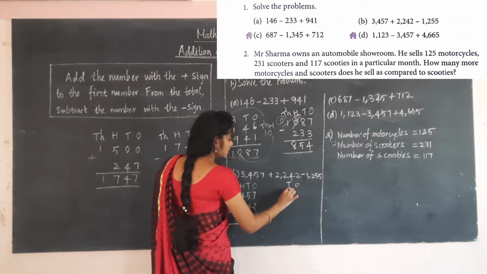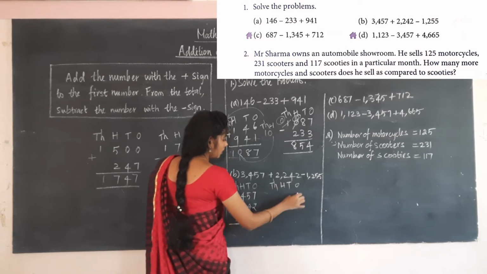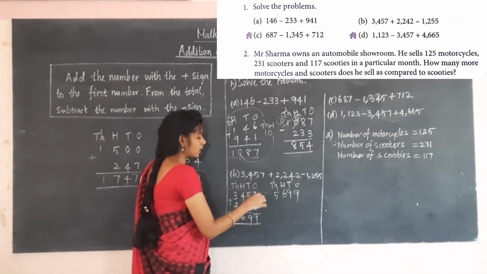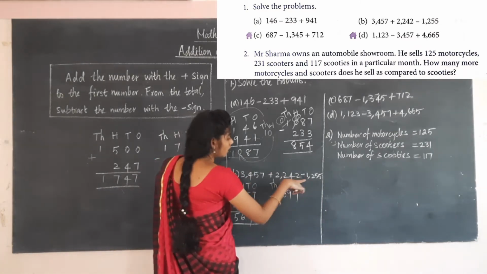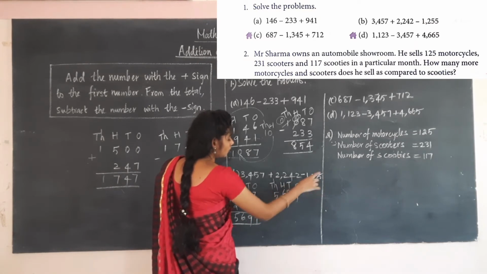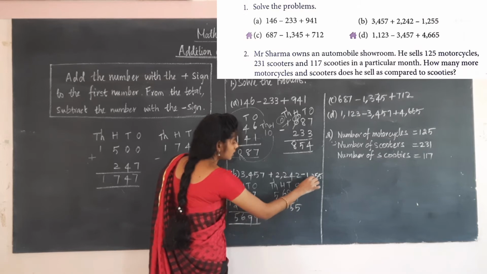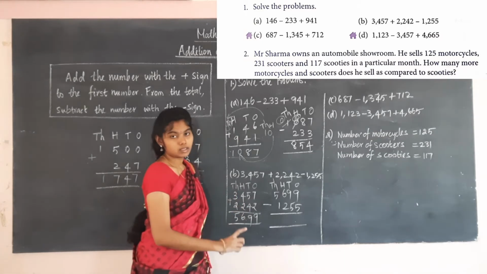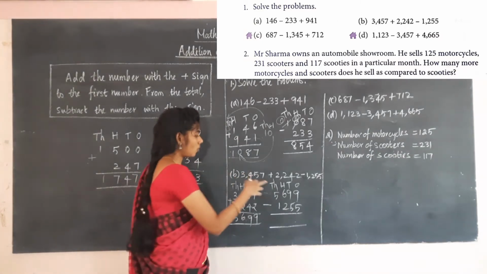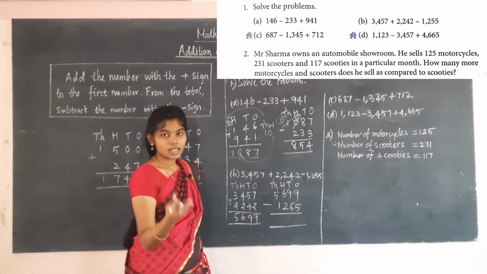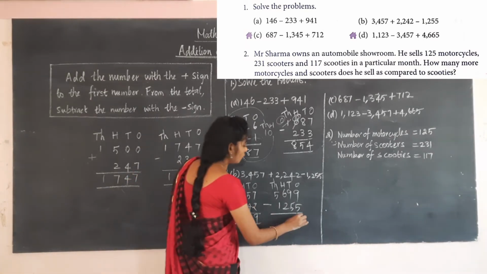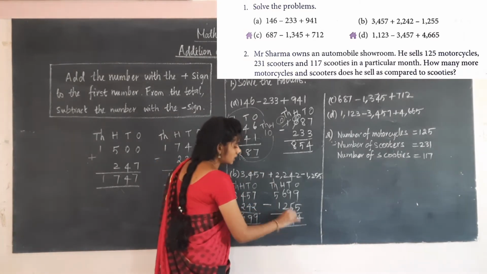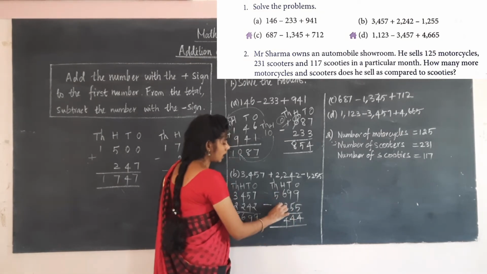So write the places and then write the number: 9 in ones, 9 in tens, 6 in hundreds and 5 in thousands. Now we are going to subtract the number. Which number? The minus-signed number, which is 1255: 5 in ones, 5 in tens, 2 in hundreds and 1 in thousands. 9 minus 5: keep 9 in the mind, 5 in the fingers. Before 9 is 8, 7, 6, 5, 4. So write 4. You can do this mentally. 9 minus 5 is 4. 6 minus 2 is 4. 5 minus 1 is 4.